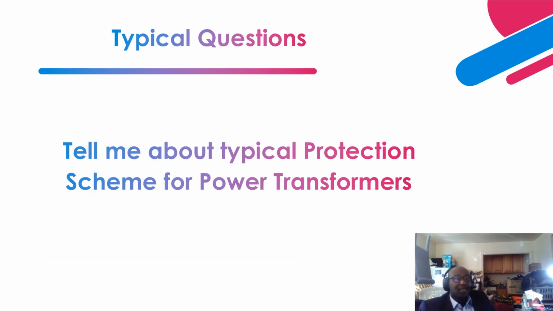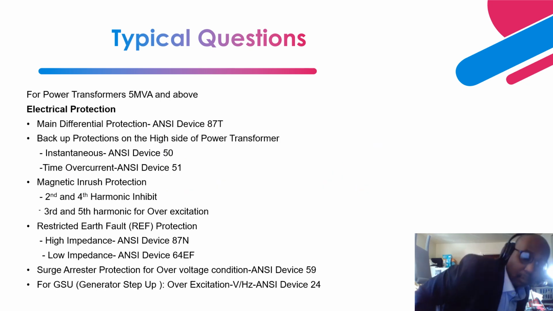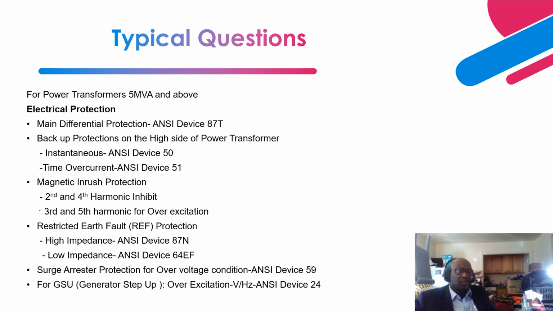Next question is, tell me about the typical protection scheme for power transformers. A very popular question that you can be asked. Okay, so this is how you answer this question. For a power transformer, typically 5 to 10 MVA and above, and based on the criticality of the transformer, typical protection for power transformers can be grouped into electrical protection and mechanical protection.